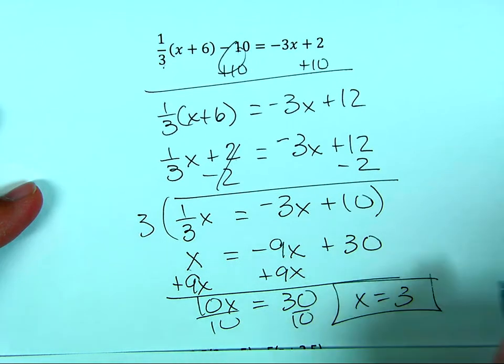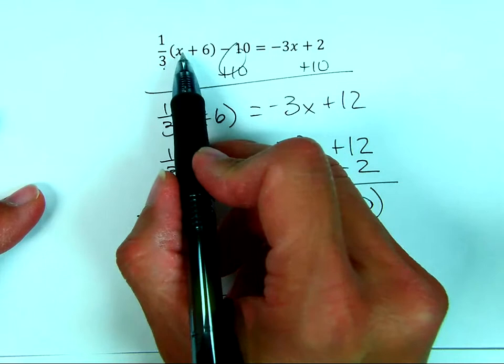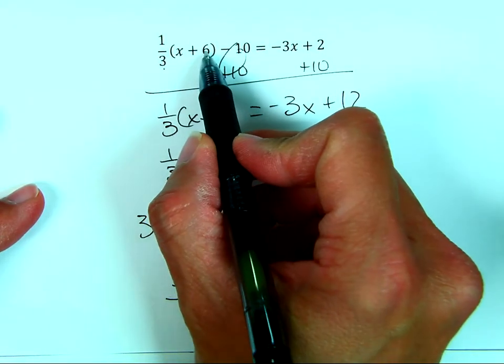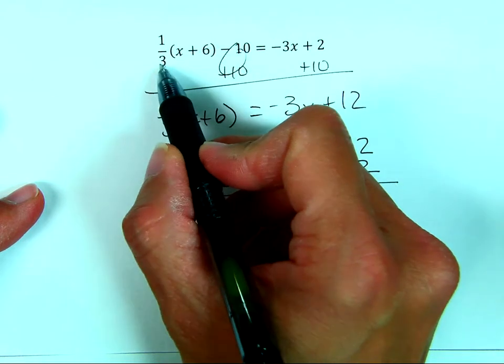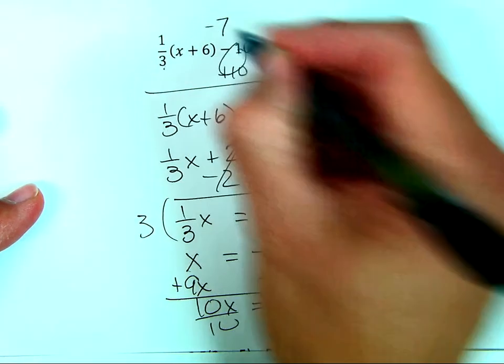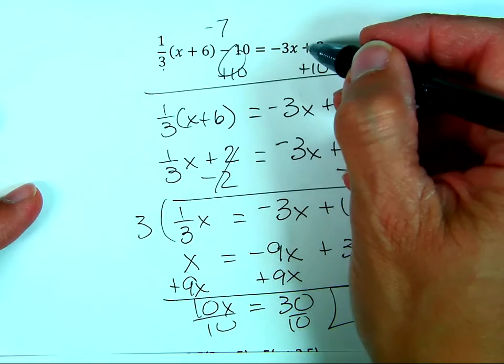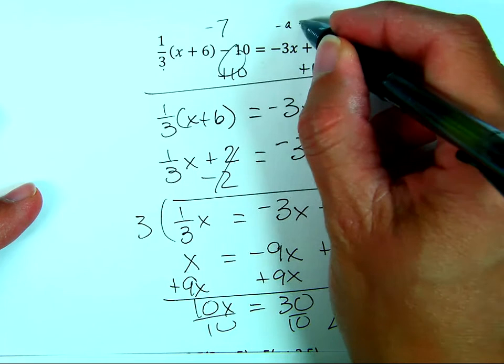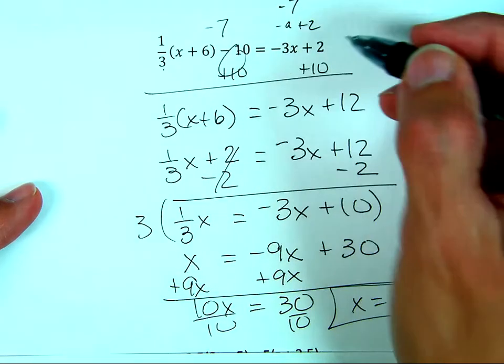And I can check it real quick. It's always good to check it. So I'm going to put the 3 back in here. What's 3 plus 6? 9. 9 divided by 3? 3. 3 minus 10, that's a negative 7. Now I'm going to put it on this side and see if I get the same thing. So negative 3 times 3 is negative 9, plus 2 is also negative 7. So I know I'm right. It's always good to check to see if you're right.